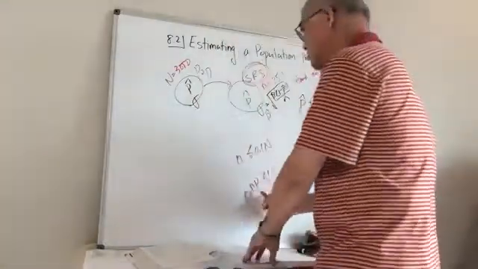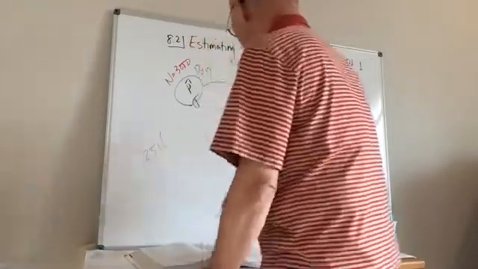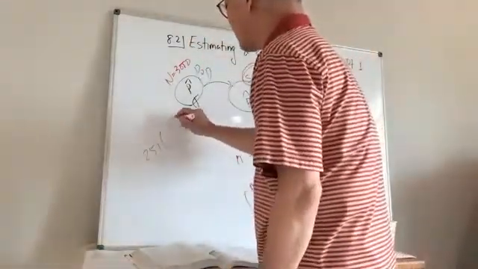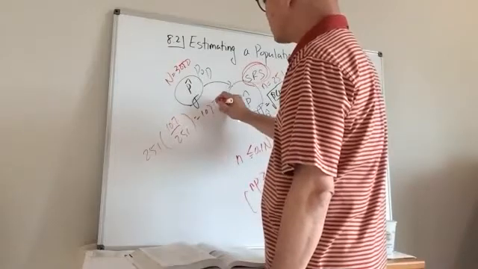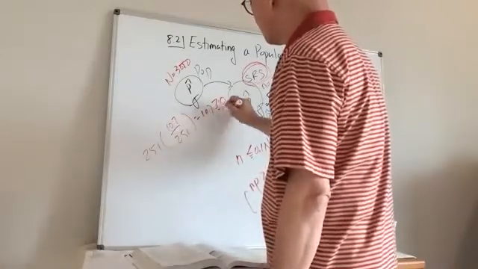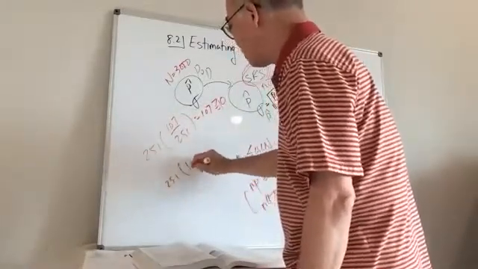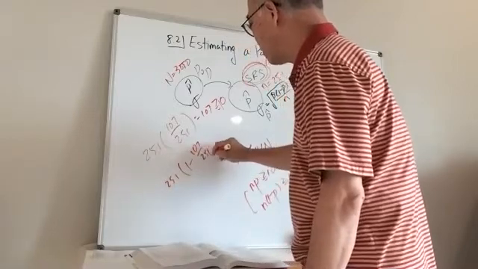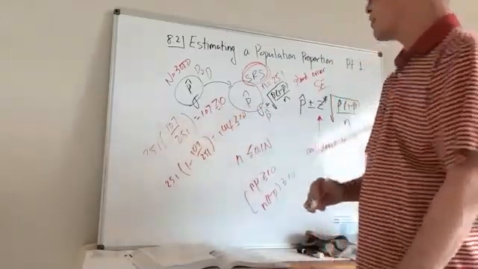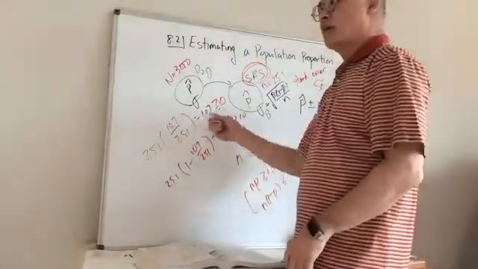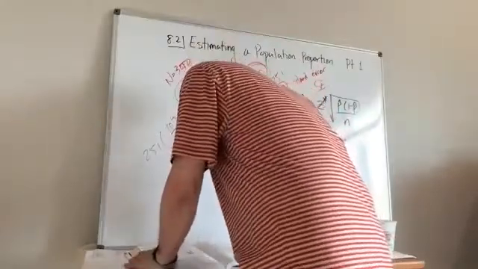Then we have to check the large counts. n is 251, and p-hat was 107 over 251. So n times p-hat is 107, which is greater than or equal to 10. Then 251 times 1 minus 107 over 251 gives 144, which is also greater than 10. So it satisfies the large counts, and we're good there.